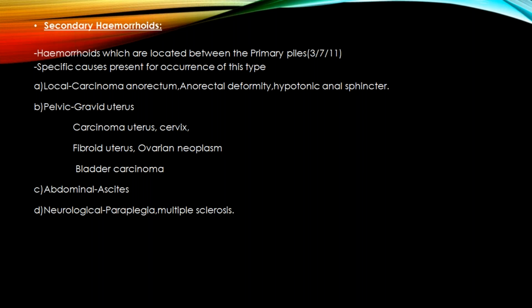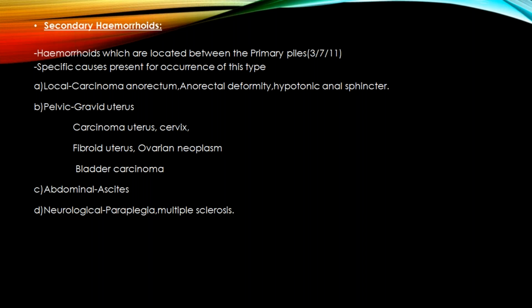If you see hemorrhoids at positions other than 3 o'clock, 7 o'clock and 11 o'clock, you should look for, number one, whether there is any associated carcinoma of the anus or the rectum by putting a finger inside. And you should see if there is an anorectal deformity. And when you put a finger, check whether the anal canal is spatulous or not.